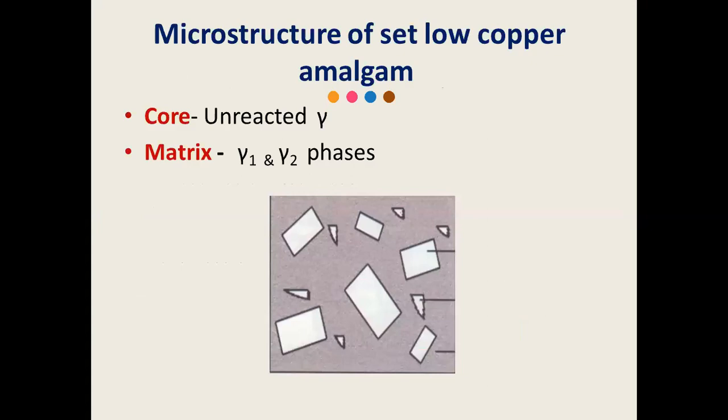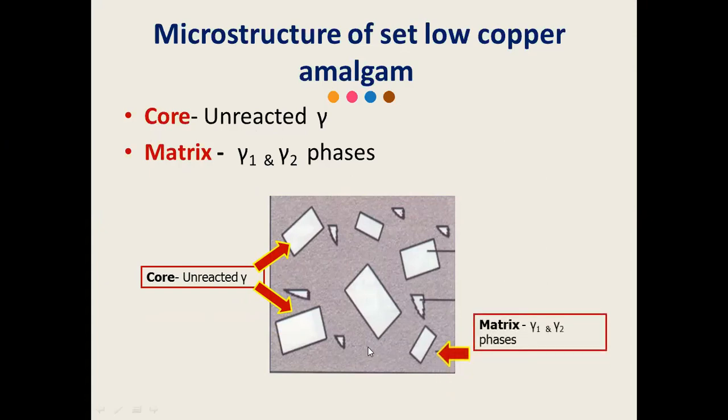Now the microstructure of set low copper amalgam. How it will be seen when you see the cross section. Whenever the microstructure is asked, you will have to write about the core and the matrix. The core is formed by unreacted gamma particles. You can see in this picture, you can appreciate these regular shaped particles. These are unreacted gamma particles. And the matrix, the surrounding area of this core structure, is formed by gamma 1 and gamma 2 phase.